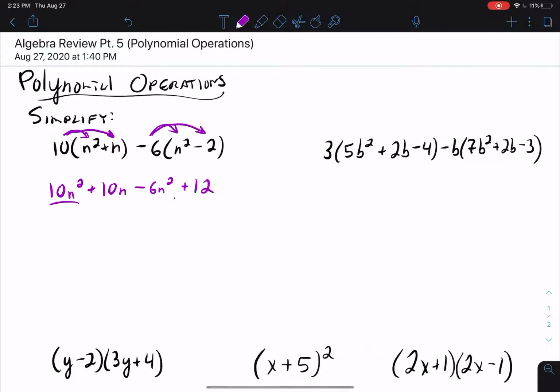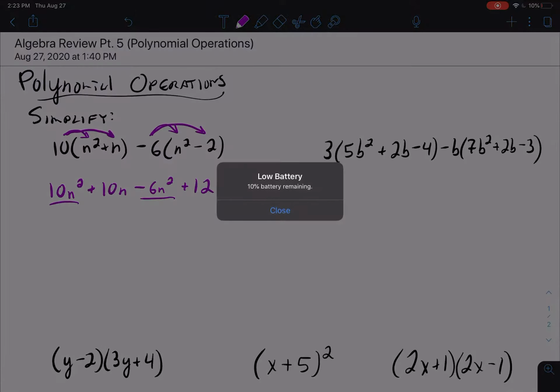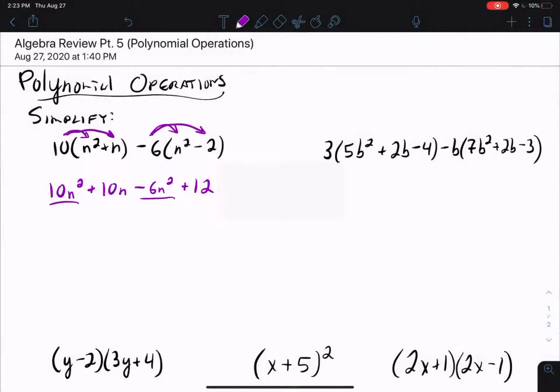So I do have a couple n squareds that I can combine here. 10n squared minus 6n squared, that'll give me 4n squared. And then I've just got plus 10n plus 12. That's all I can do.